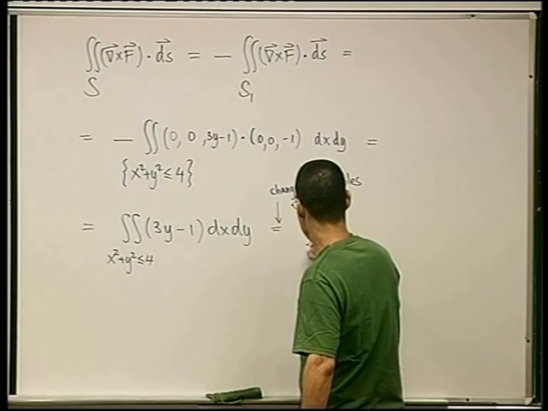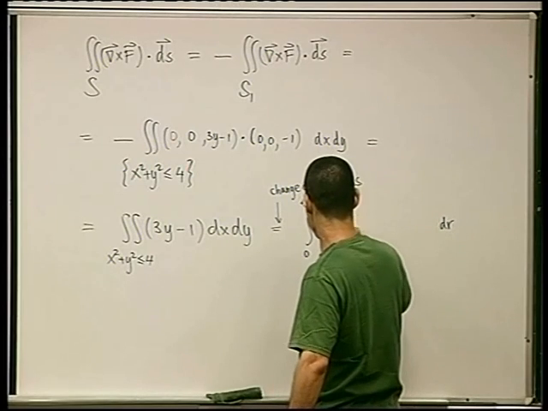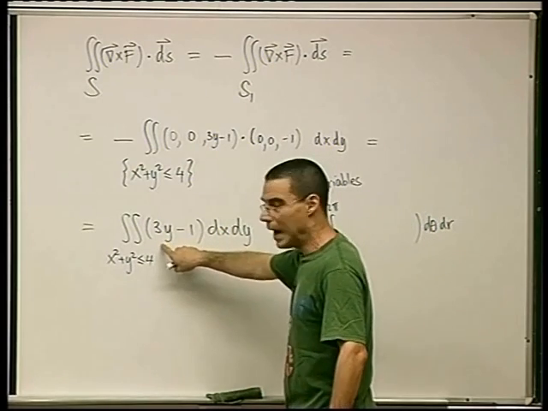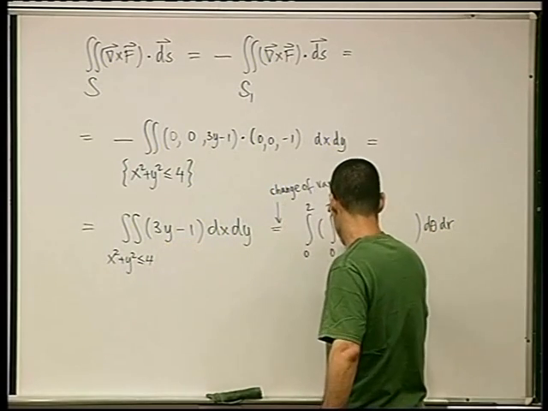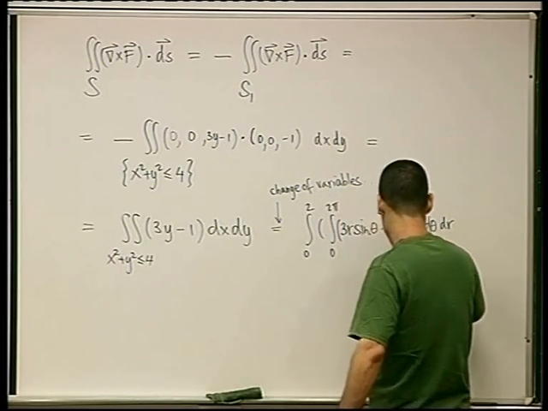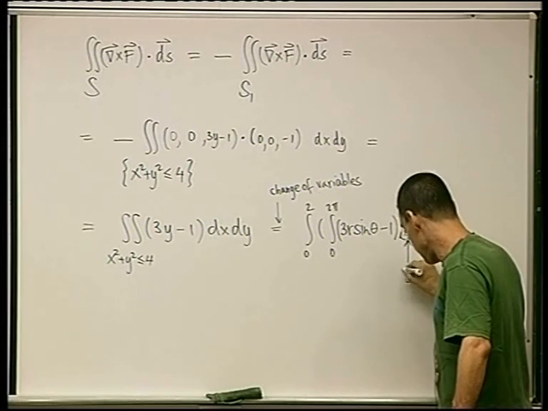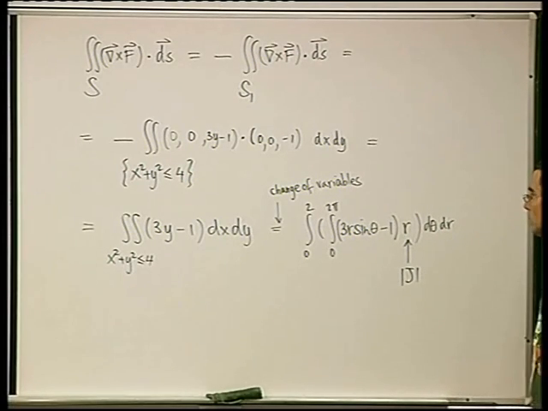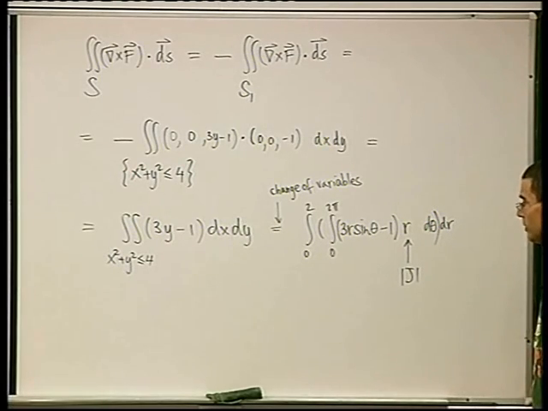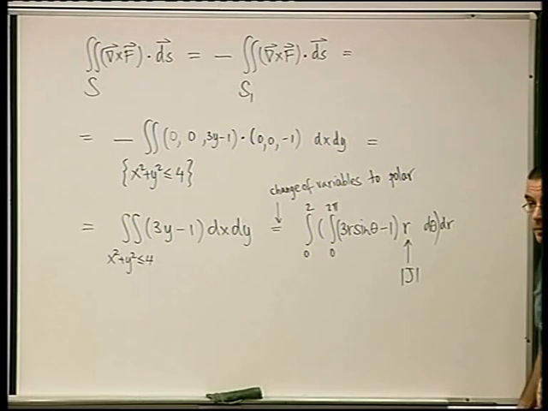And I get the integral from 0 to 2 dr of the integral from 0 to 2 pi d theta of, y is r sine theta. So I have 3r sine theta minus 1 times the Jacobian r. Now I did a change of variables to polar coordinates in R2. This was a double integral. Clear?